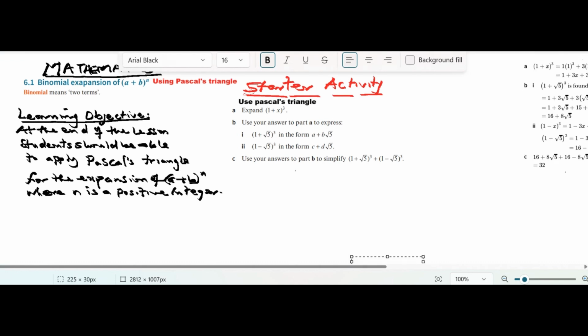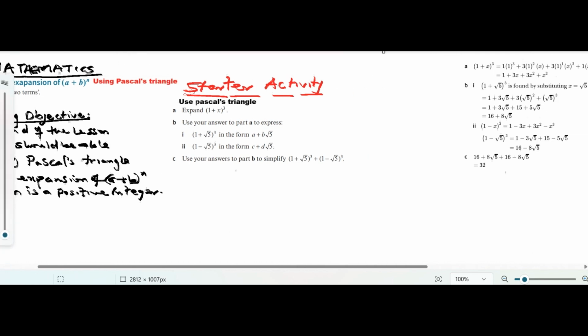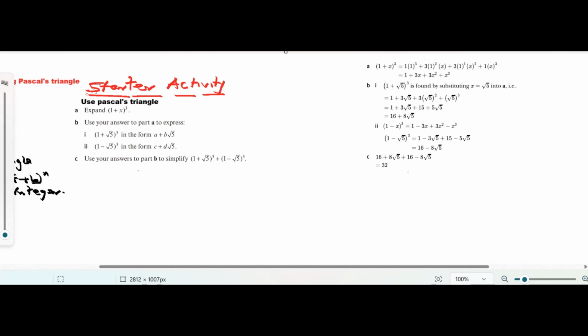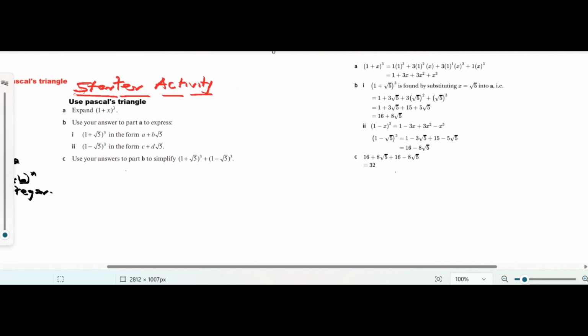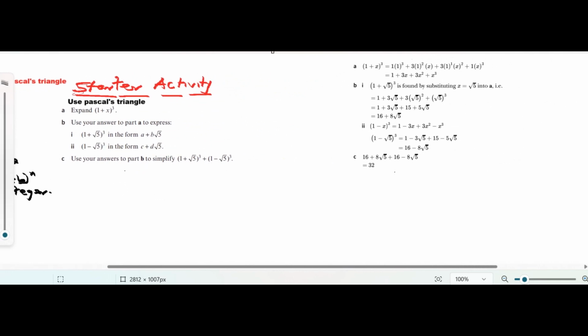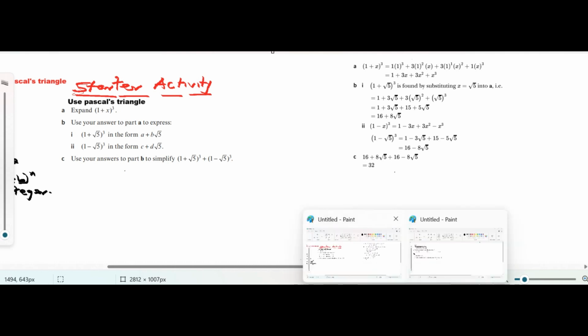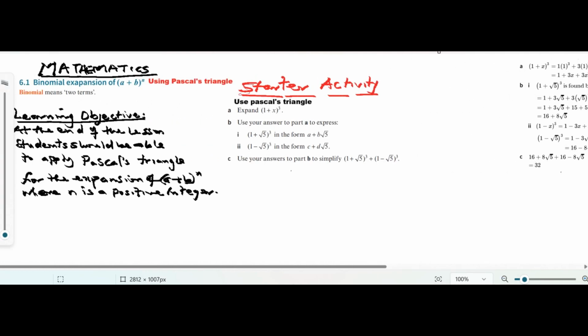Alright, let's check the answer to this question. Here is the answer. Congratulations to those people that got the starter activity correctly. But if you find it difficult to solve the starter question, come, let's discuss Pascal triangle.